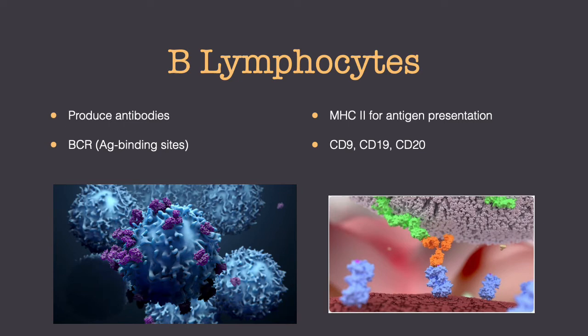B cells account for almost 30% of circulating lymphocytes and produce immunoglobulins. They also express B cell receptors that serve as antigen binding sites, which, when activated, initiate the humoral immune response. They also express major histocompatibility complex II molecules that present antigens to T cells.